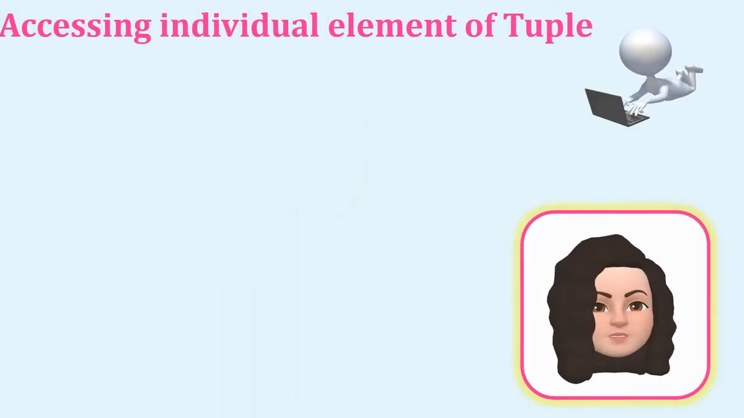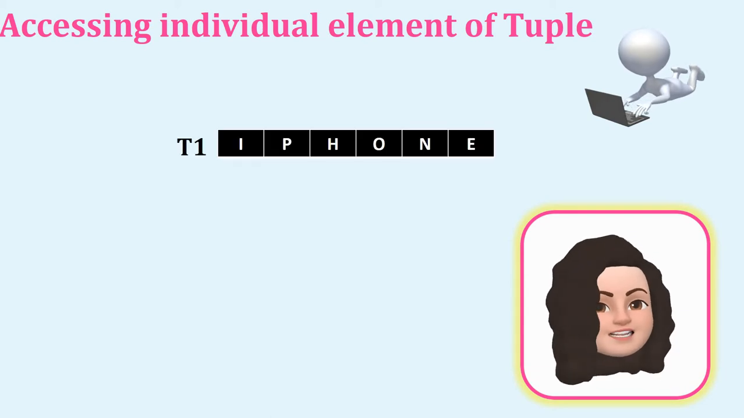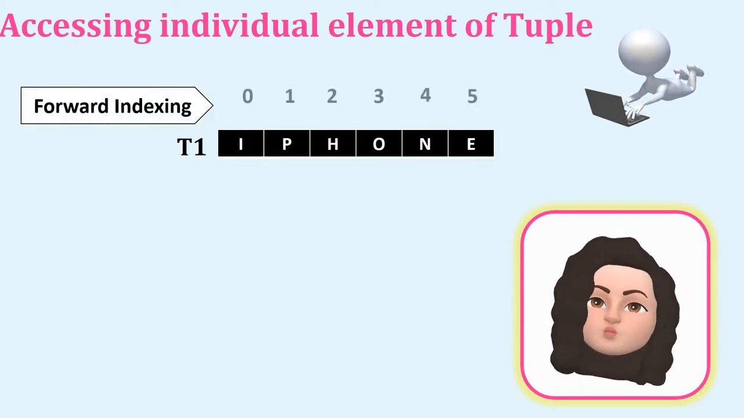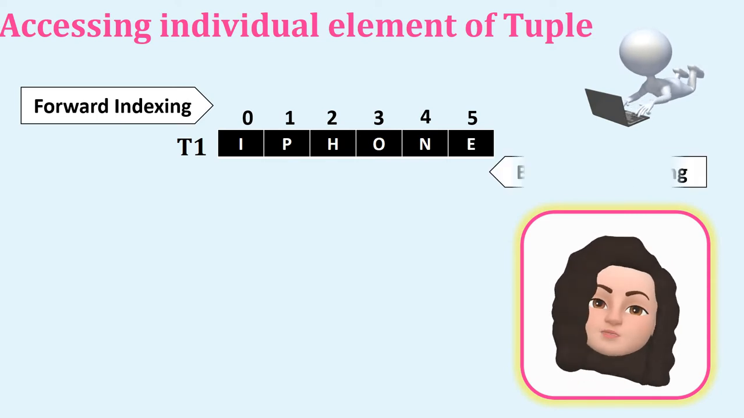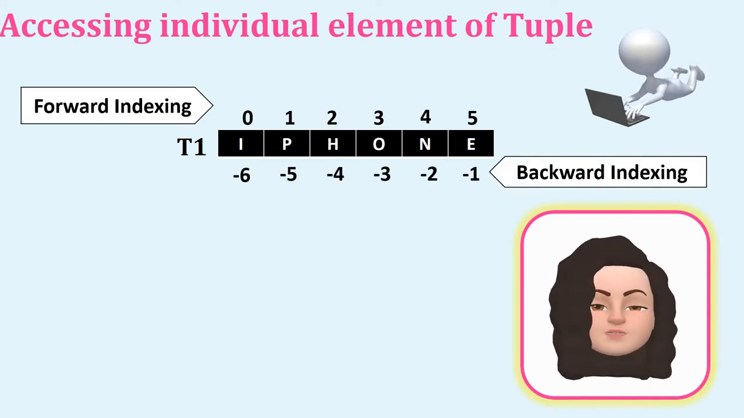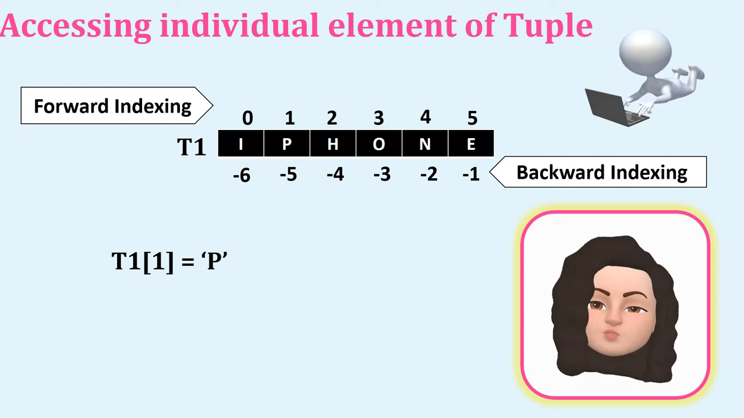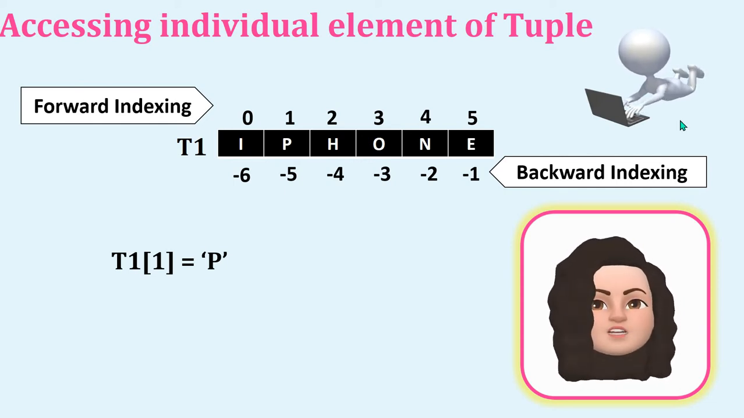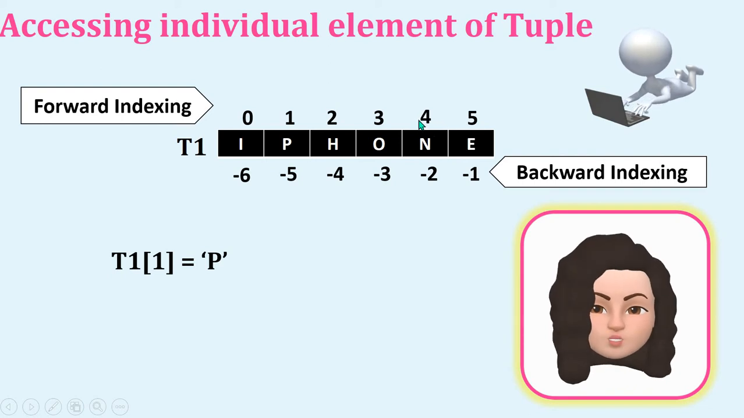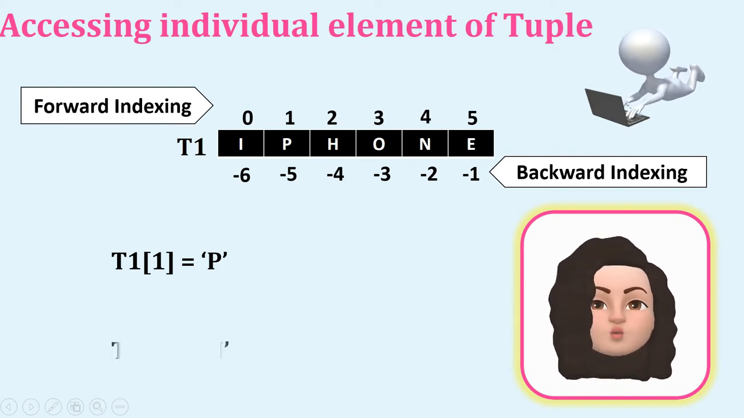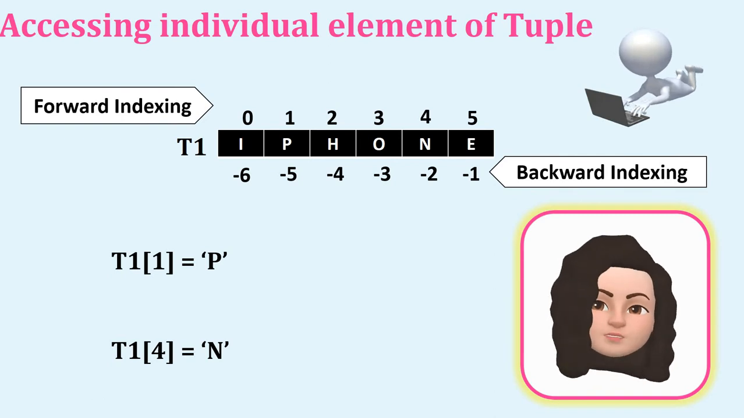Let's access the individual elements of the tuple iPhone. First, let's index. Forward indexing 0, 1, 2, 3, 4, 5. Backward indexing -1, -2, -3, -4, -5 and -6. Let's access the individual character P. What is the index of the element P? It is 1. What is the tuple name? It is T1. So T1 within square brackets, the index 1 will give you the element P. Let's try to access the element n. What is the index of n? It is 4. So T1 within square brackets, the index 4 will give you the element n.